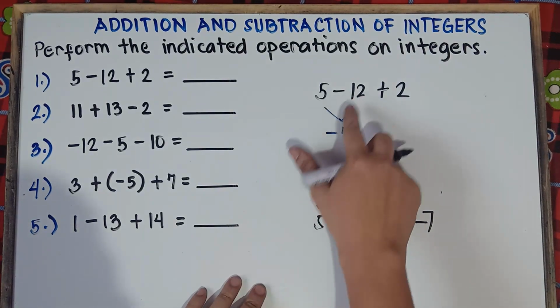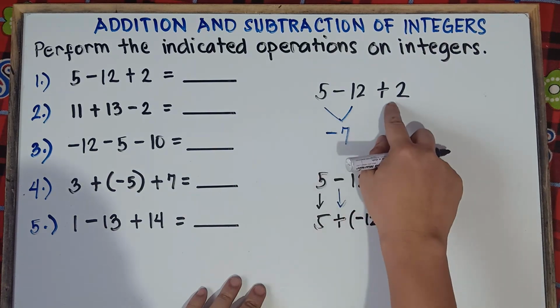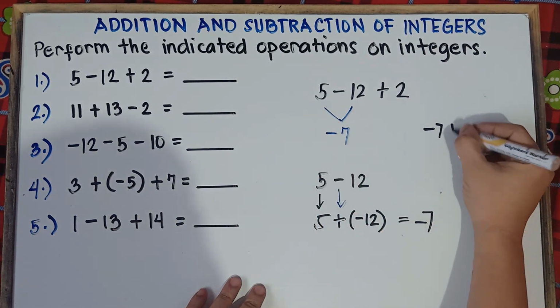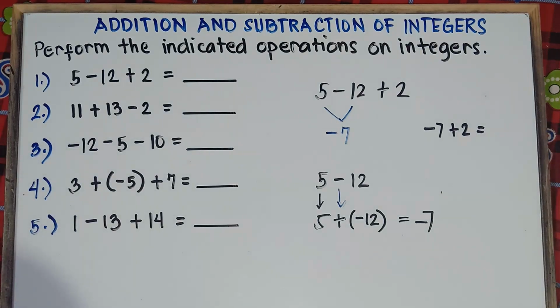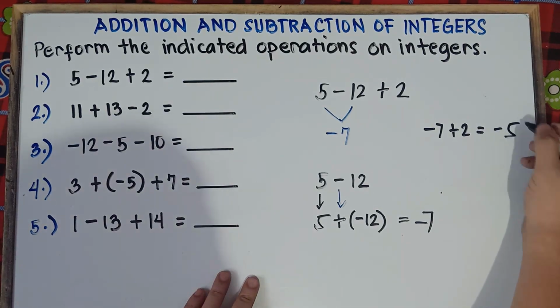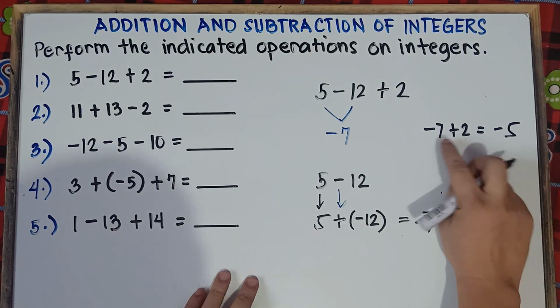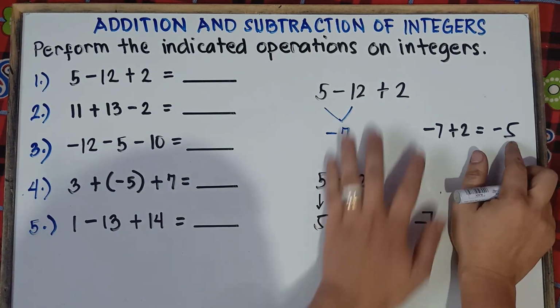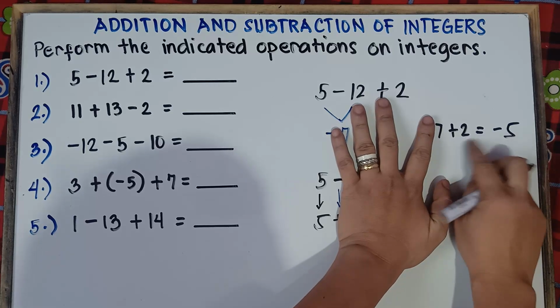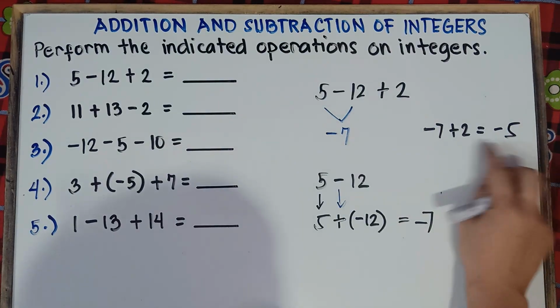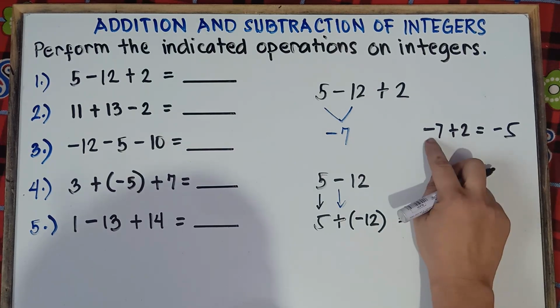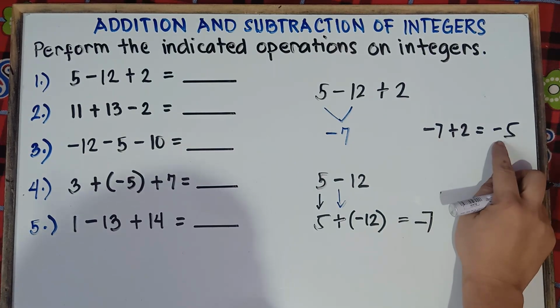So once again, 5 minus 12, the answer is negative 7, plus 2. So negative 7 plus 2, and the answer is negative 5. Once again, unlike signs, subtract: 7 minus 2, that's 5. Ignore first the sign. So 7 minus 2, that's 5. And then check the sign, class. 7 is greater than 2. We copy the sign of 7. That's why we have negative 5.